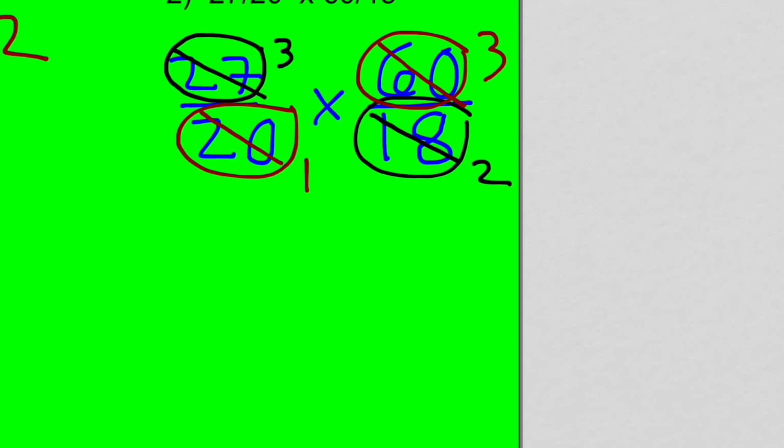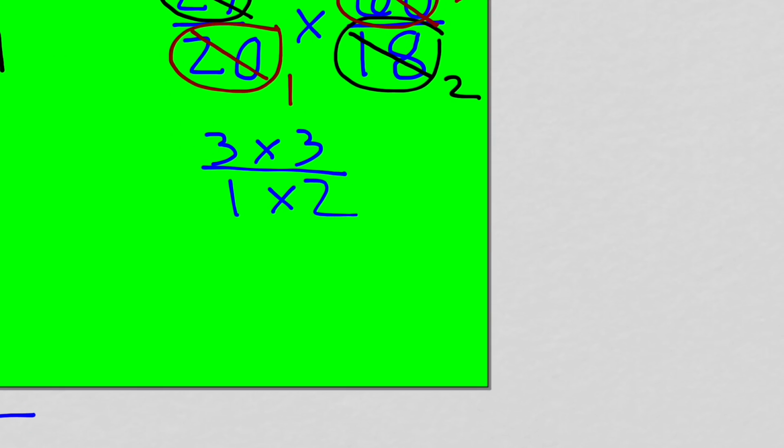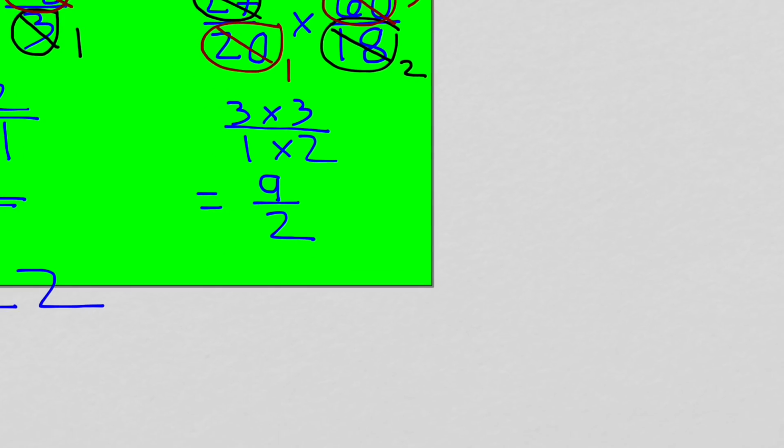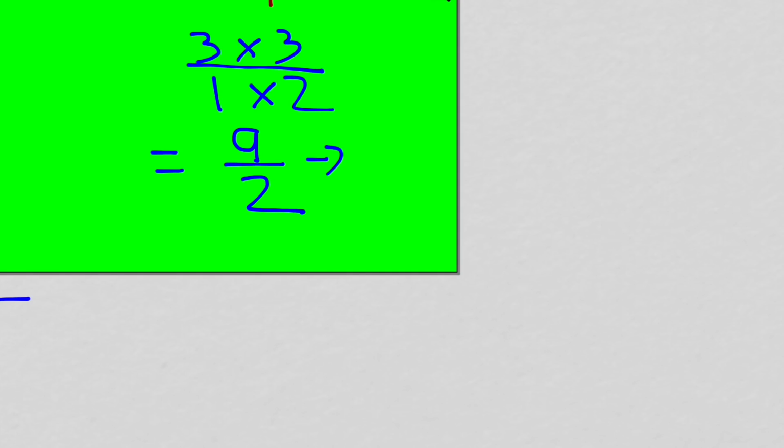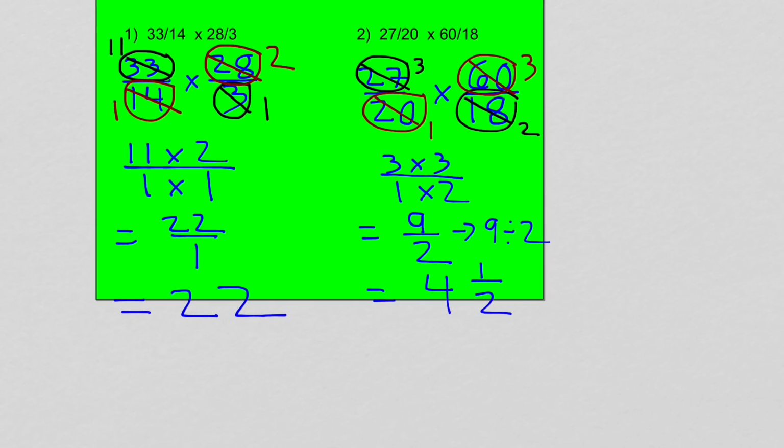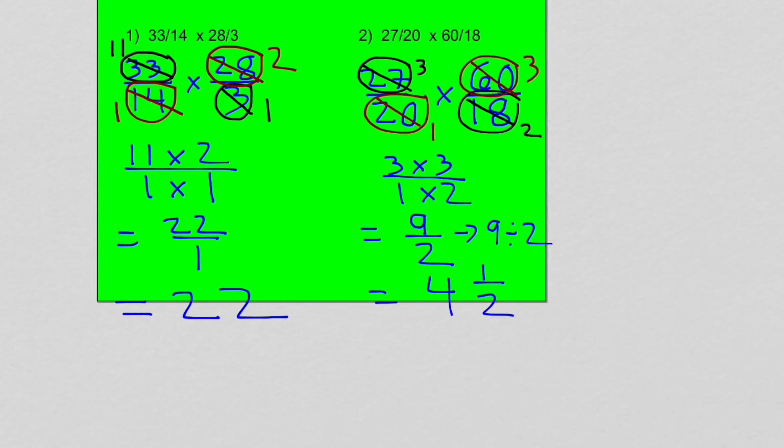Now I'm going to write down what I have left. I have 3 times 3 as the numerator. I have 1 times 2 as the denominator. And when I multiply those, I get 9 over 2. And I don't want to leave that as an improper fraction. So remember, this means 9 divided by 2. So 2 goes into 9 4 times, remainder 1 out of 2. So that's how you multiply fractions when you're just finding an answer.